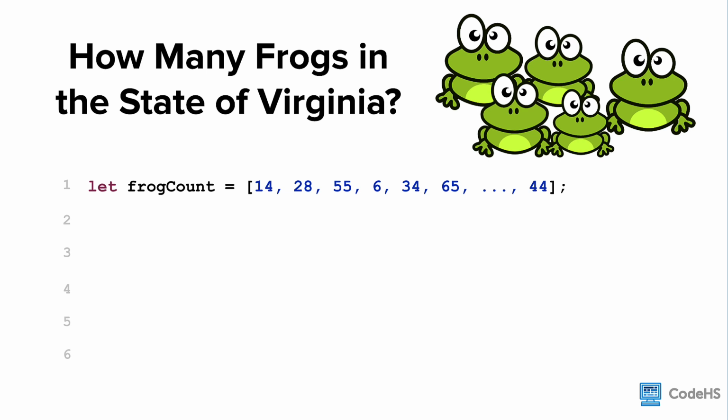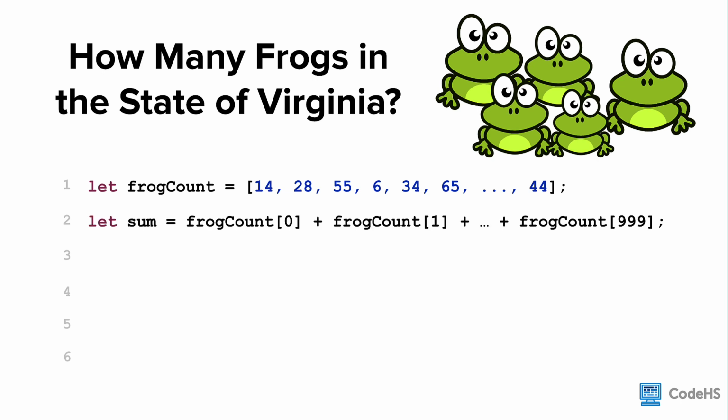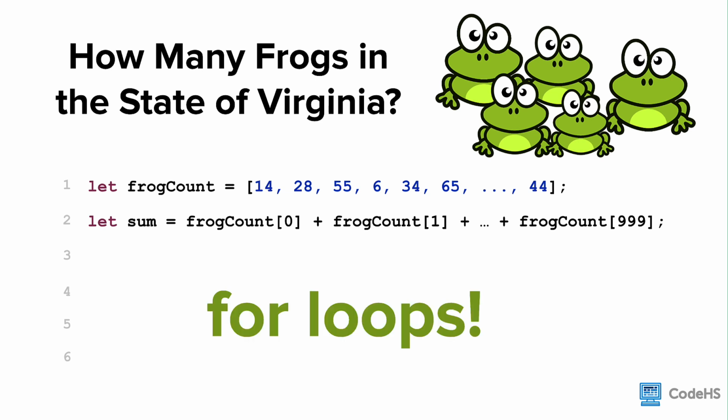In order to get the total across the state, we need to sum all of the individual elements together. We could painstakingly do this with the indexes like this. But this is terribly inefficient and difficult to do, especially with 1,000 elements in the array. Instead, let's use our trusty for loops to iterate through each element very quickly. We're going to talk about two different types of for loops to accomplish this.